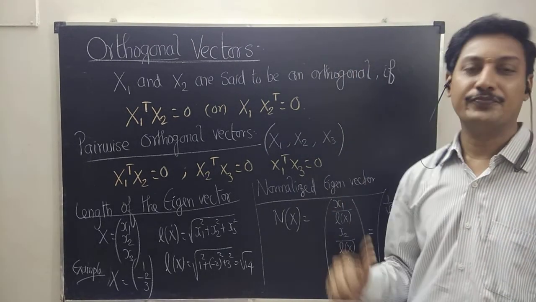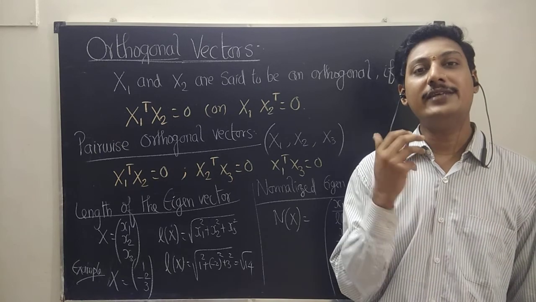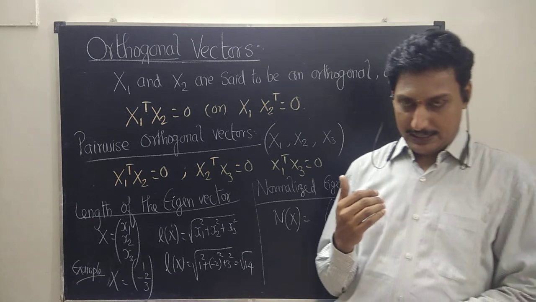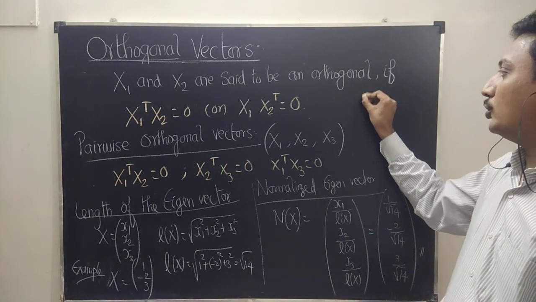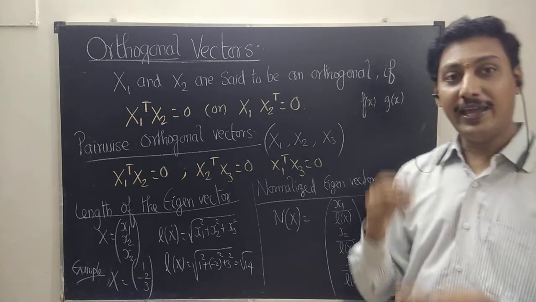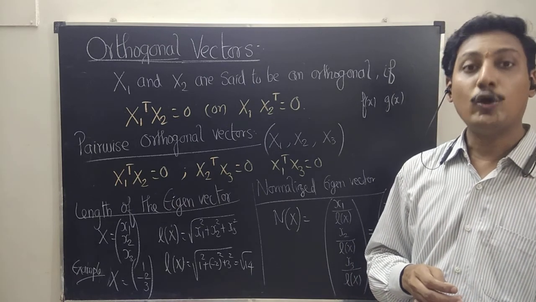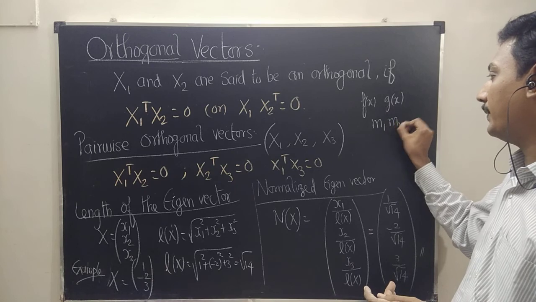In this video, I am going to define when we say that vectors are orthogonal vectors. Suppose in differential calculus there are two curves, f of x and g of x. If they cut orthogonally, it means that the product of their slopes is equal to -1. Remember?